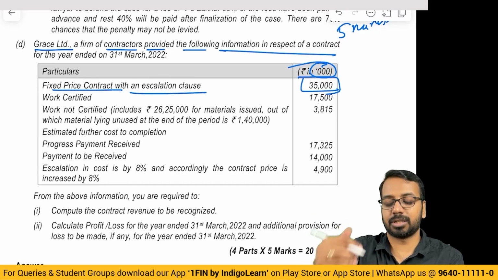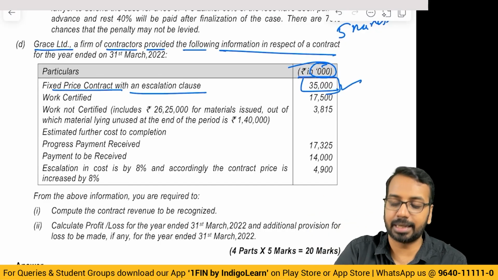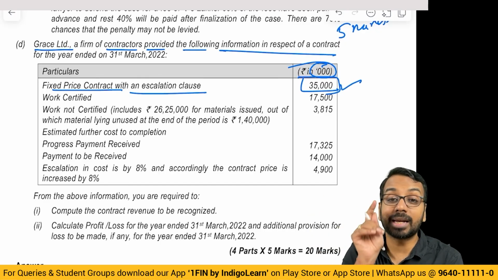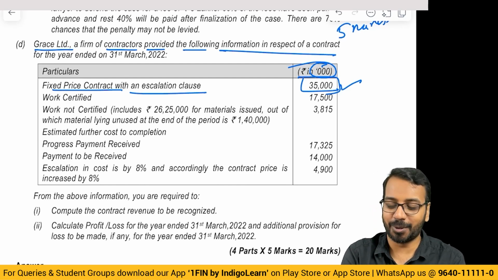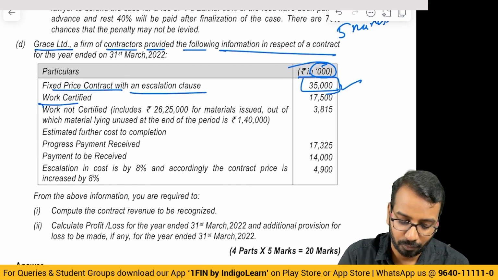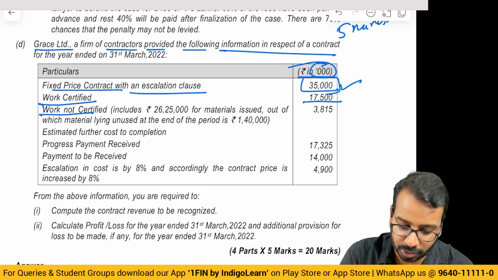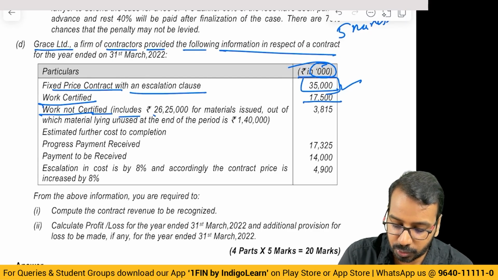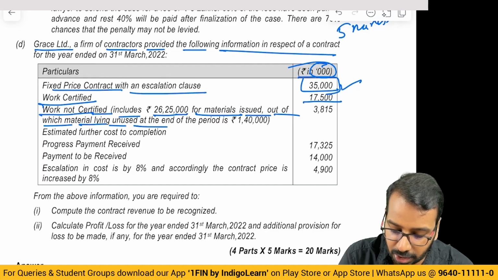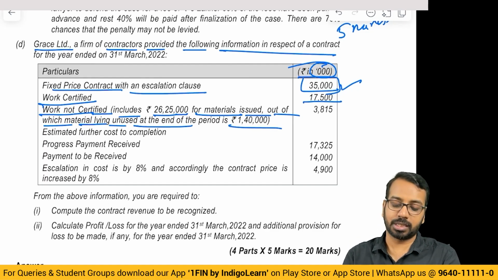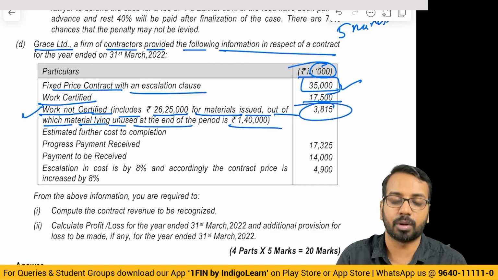Now, a lot of students have this doubt: how to write in the answer? You can directly write 35,000, but ensure you convert the other numbers also in thousands. Work certified 17,500. Work not certified includes 2625 for materials issued, out of which material lying unused is 140. So what does this mean? Work not certified is 3815.